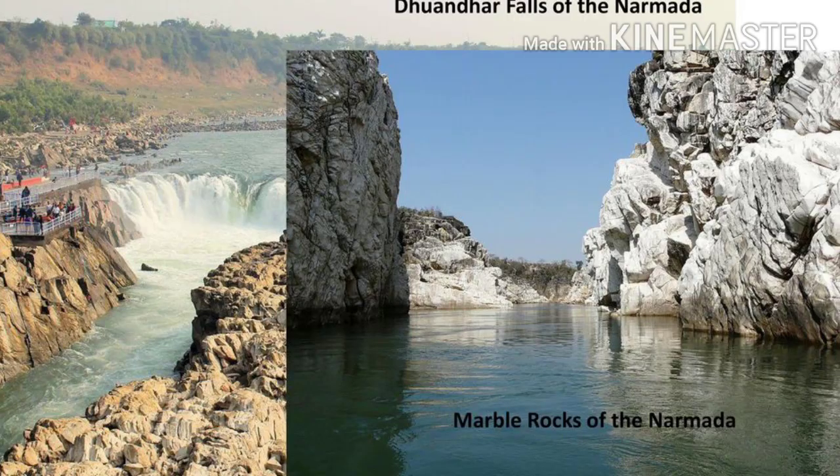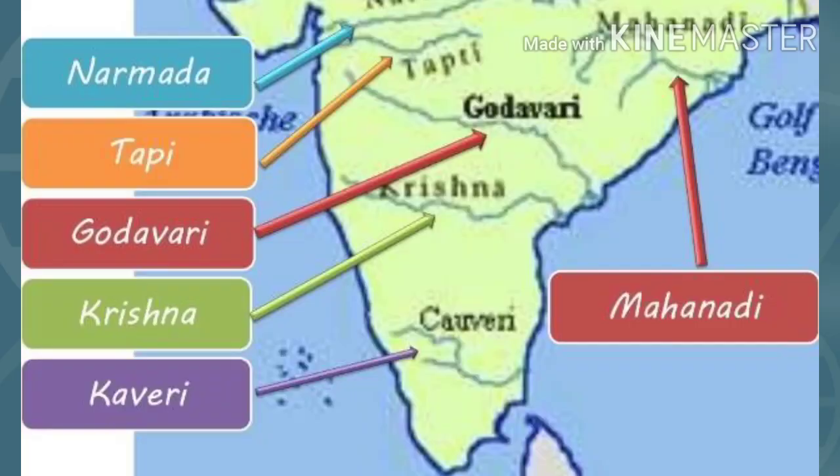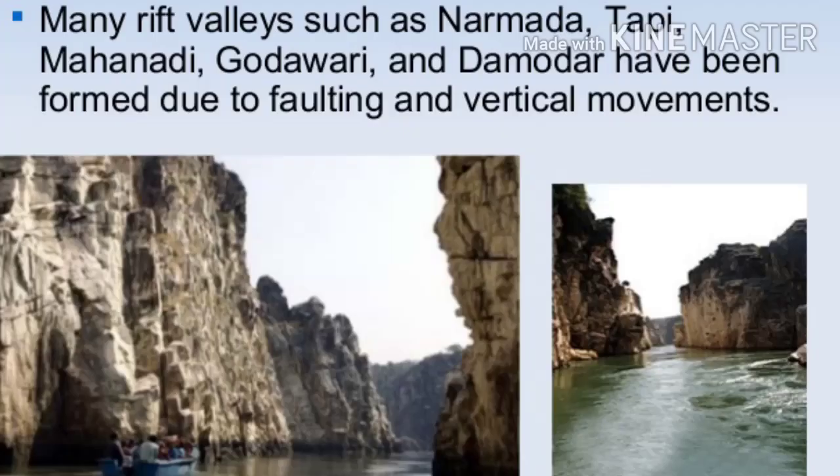If we see the rivers in the peninsular block, the major river systems of the peninsula are the Mahanadi, the Godavari, the Krishna and the Kaveri. The Narmada, the Tapti and the Luni rivers are important. The Godavari is the largest peninsular river system. Due to this, it is also called the Dakshini Ganga.